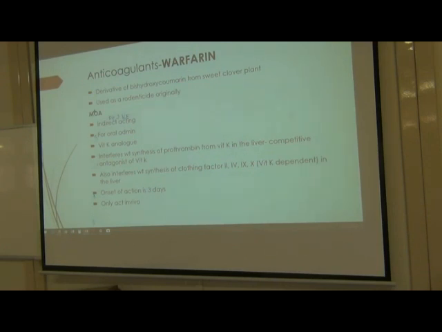Okay. Remember, we have prothrombin being converted to thrombin in our hemostasis chart. Prothrombin being converted to thrombin. So warfarin interferes with the synthesis of prothrombin itself.